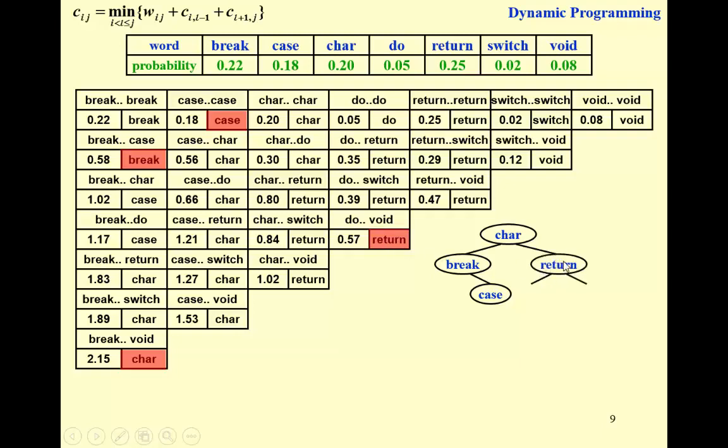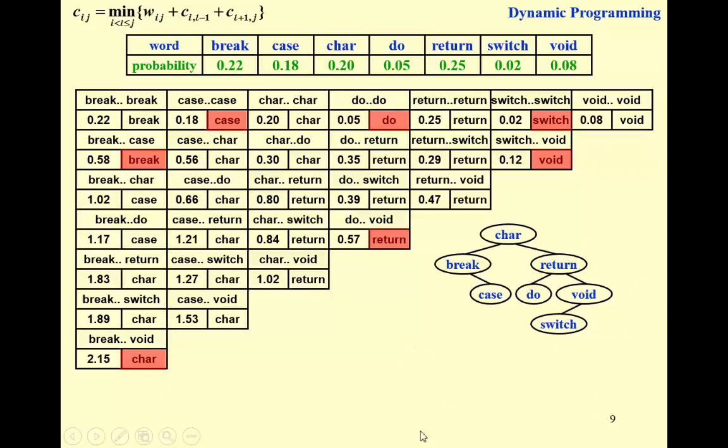So here's return. Okay? And for this subproblem from do to void, since return is the root, its left subtree must be the subproblem from do to do. So here, do is the root of its left subtree, and its right subtree contains from switch to void. So void will be the optimal root. And finally, switch will be its left subtree, and that gives the structure of the optimal tree.